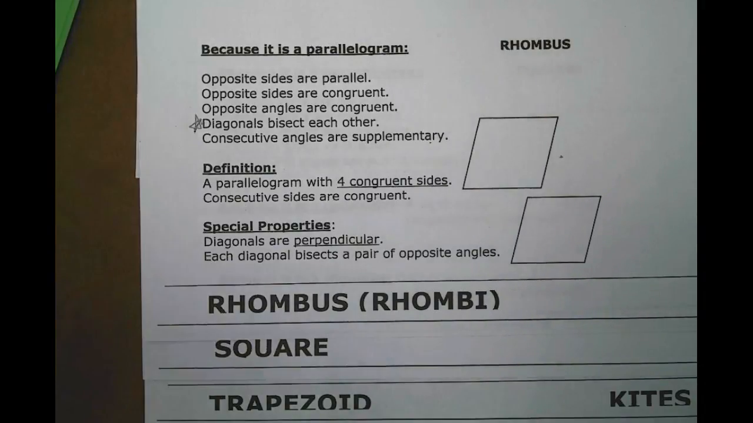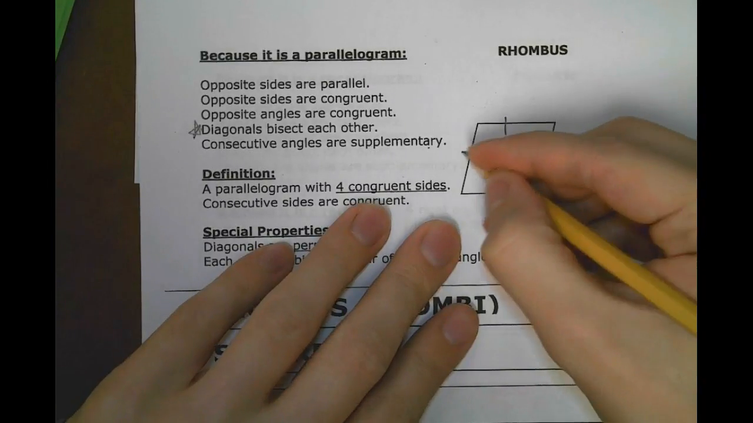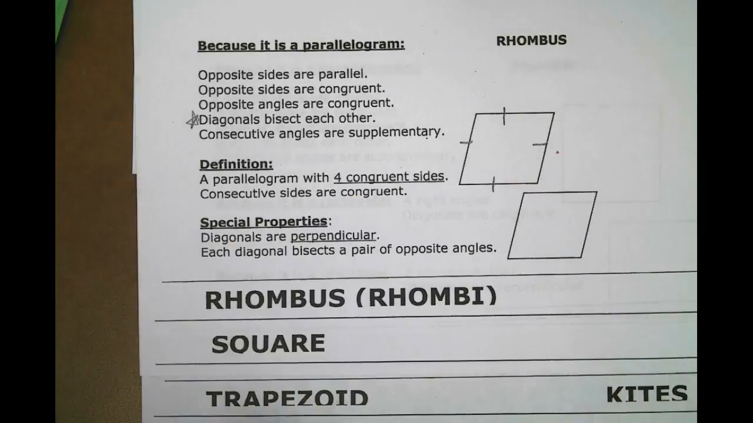A definition of a rhombus is a parallelogram with 4 congruent sides. All 4 of these sides are congruent. It means they all have the same measurement.